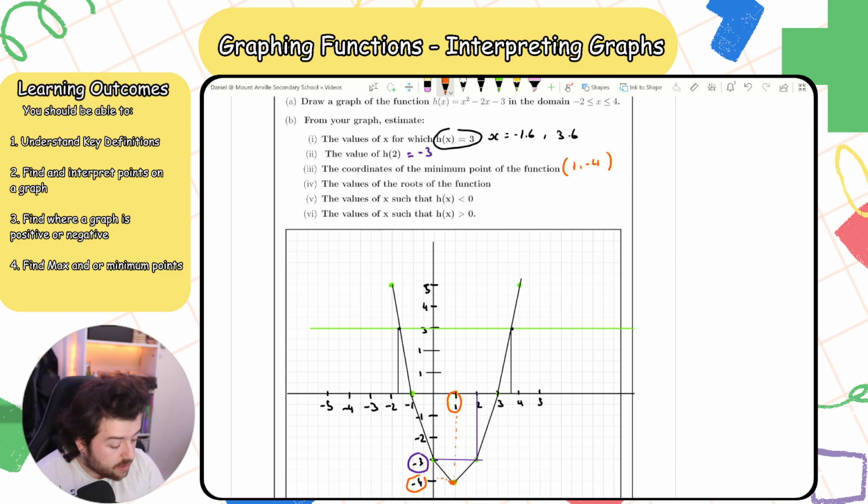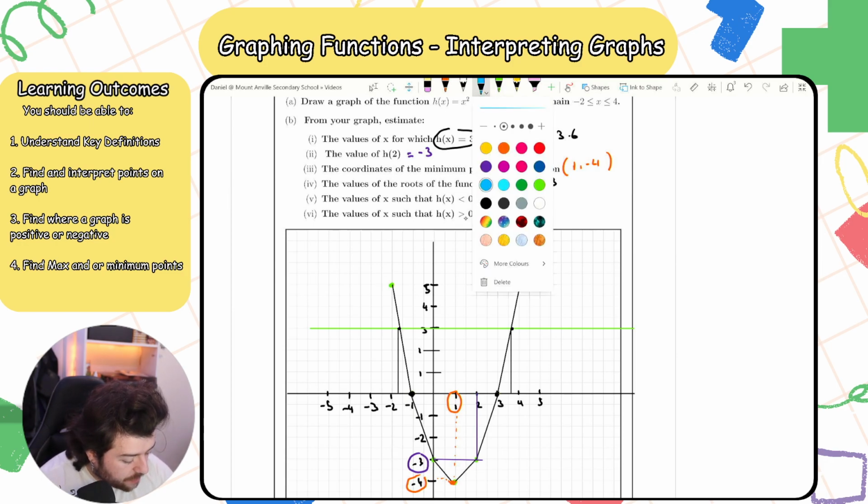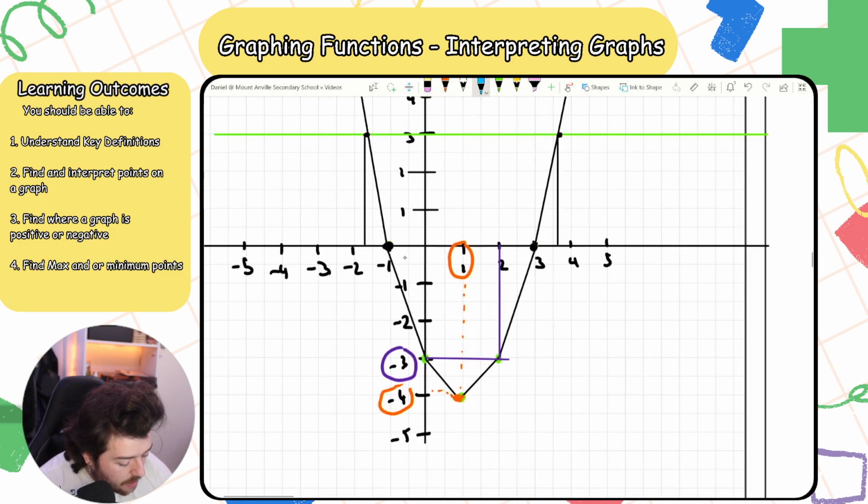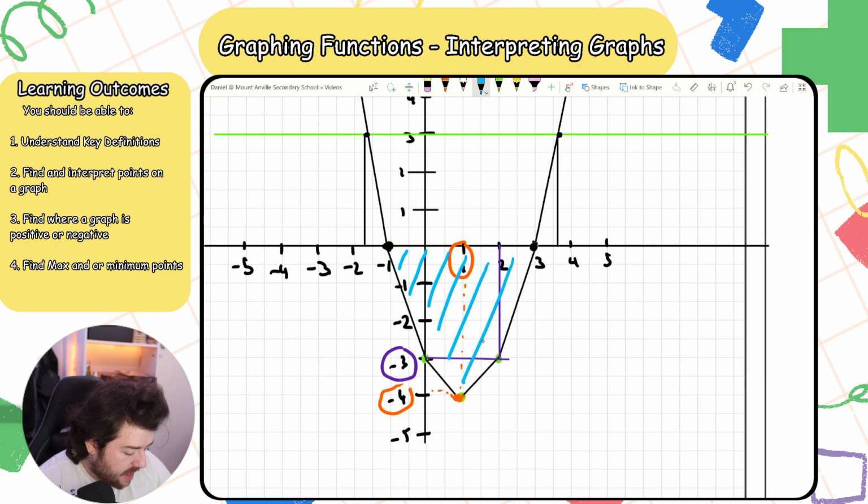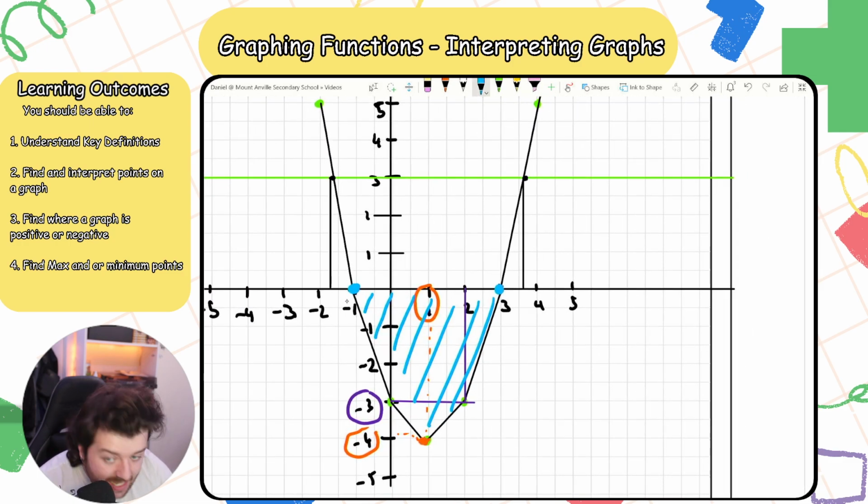The value of the roots of the function, so where it crosses the x-axis. Well, it crosses the x-axis at minus 1 and 3, right? We've discovered that. So when x is minus 1 and when x equals 3. Grand. The values of x such that h of x is less than 0. So we are looking for where it's below the x-axis, and it's below the x-axis between these two points.